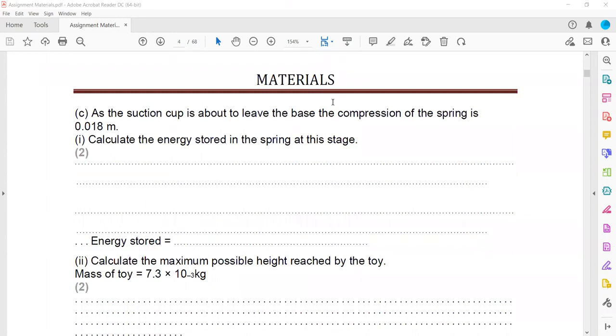Then in part C, as a suction cup is about to leave the base, the compression of the spring is 0.018 meter. Calculate the energy stored. So how much energy is stored when the compression of the spring is this much? We can use half force into extension, or the area under the graph.